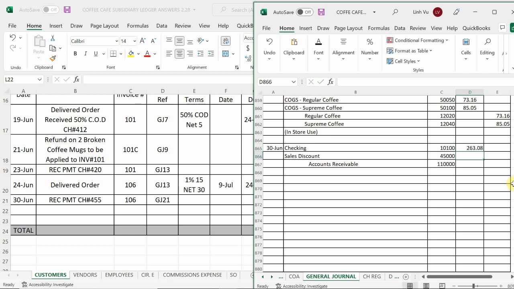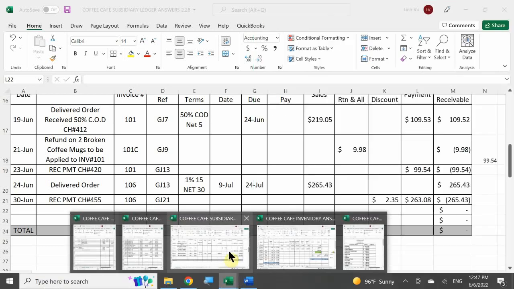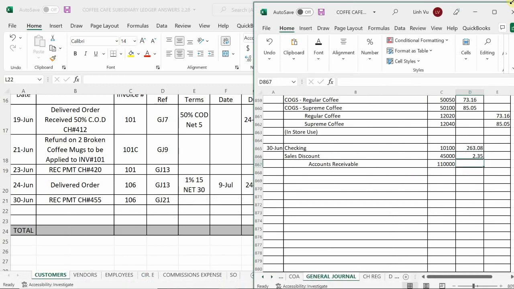$263.08. Her discount was $2.35. And that makes it a grand total of $265.43. Okay? And we have everything that we need to be able to fill out the description.